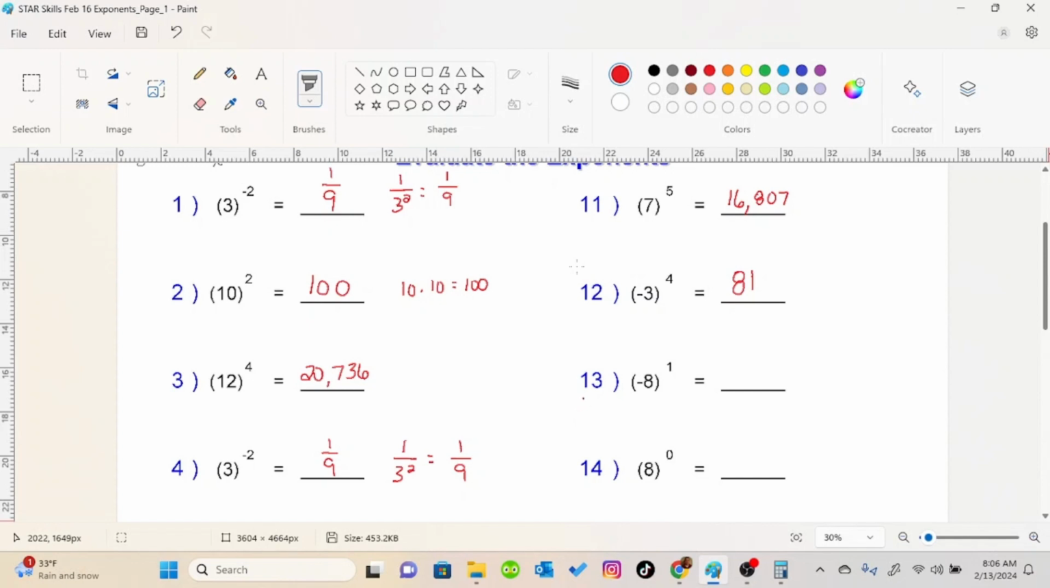Number 13. Anything to the power of 1 is itself. So negative 8 to the power of 1 is negative 8. Number 14. Anything to the power of 0 is 1. So 8 to the power of 0 equals 1.